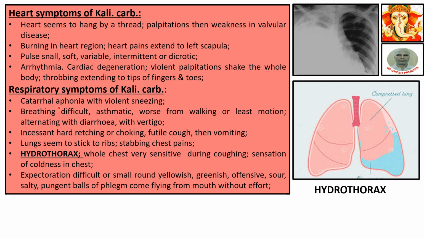Respiratory symptoms of Kali carb: guttural aphonia with violent sneezing, breathing difficult, asthmatic, worse from walking or least motion, alternating with diarrhea, with vertigo, incessant heart racing, choking, futile cough, then vomiting. Lungs seem to stick to ribs, stabbing chest pain, hydrothorax. Hydrothorax means water accumulation within the pleural space.